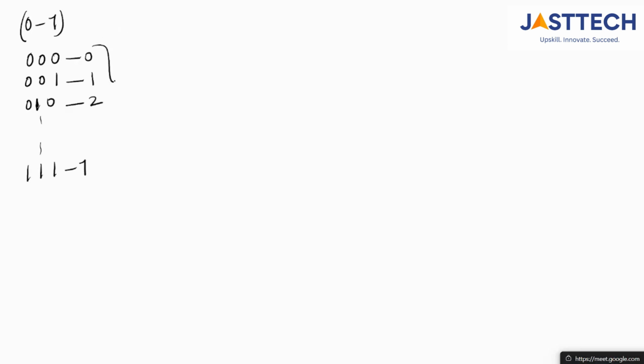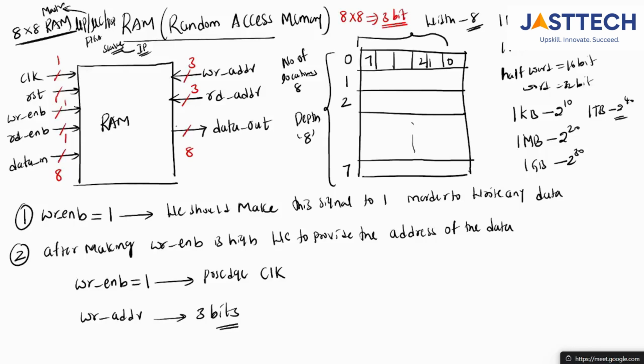Next, suppose for read operation, what you need to do? Here the address will be like this. The range is 0 to 7. So how is the address provided? 0 0 0, this is address 0. 0 0 1, this is address 1. 0 1 0, this is second. Like this you have 1 1 1, this is 7. Like this we represent the address, 3 bits. Each and every location has an address.